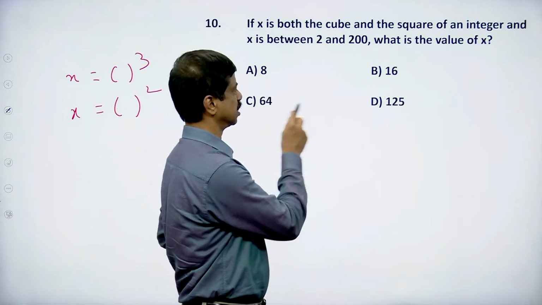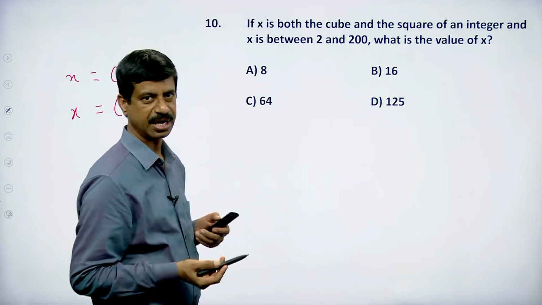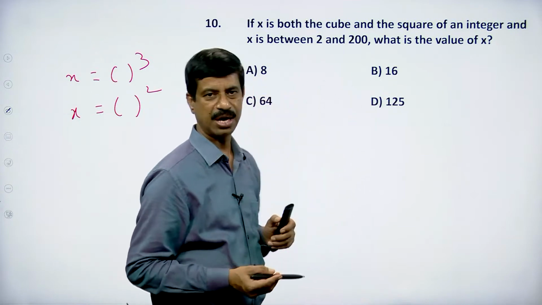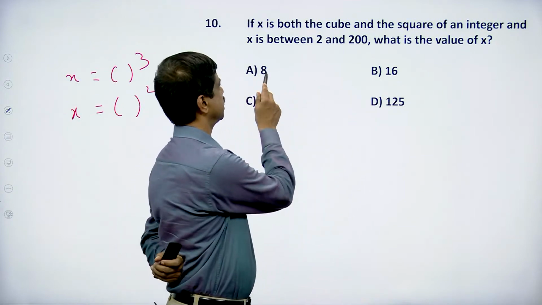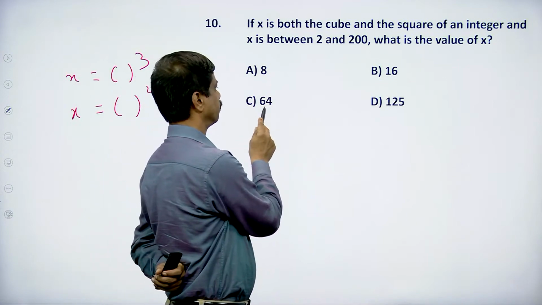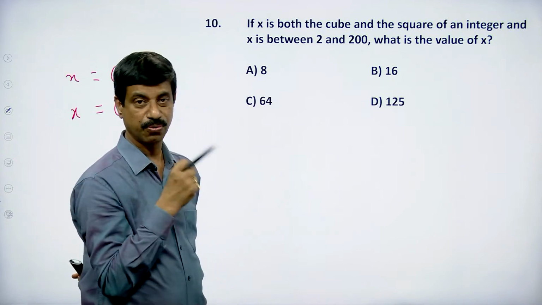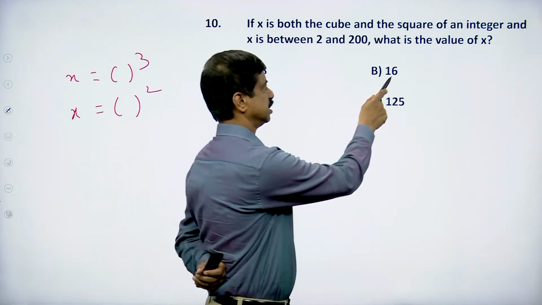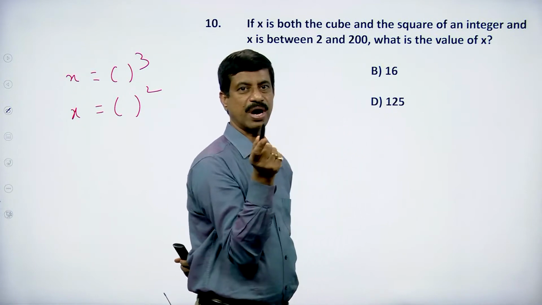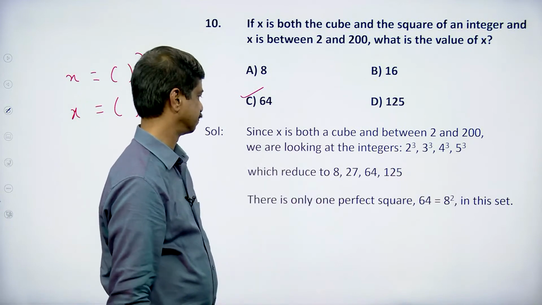So now look at this, children. See, ABCD options are given. We can eliminate options and we can check. So definitely 8 is not the square of some number. Okay, 64. This is the one which is square as well as cube. This is square but not a cube. This is cube but not a square. Therefore, the option is C. Okay, please note it fast, quick.